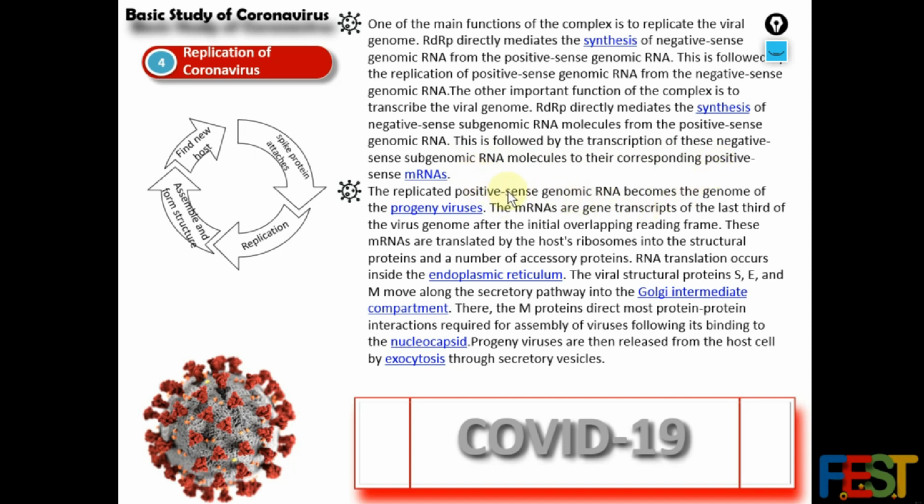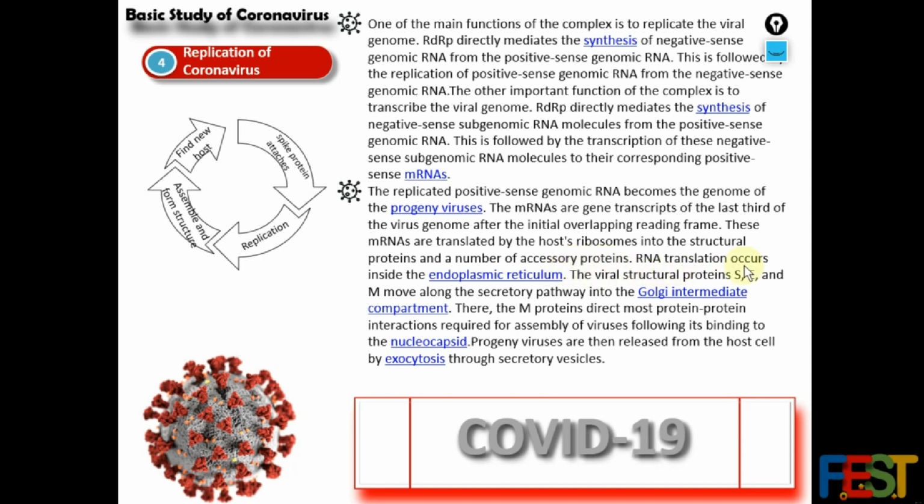The replicated positive sense genomic RNA becomes the genome of the progeny viruses. The mRNA, or gene transcript, covers the last third of the virus genome after the initial overlapping reading frame. So this is how the process starts. These mRNAs are translated by the host ribosome into structural proteins and a number of accessory proteins.